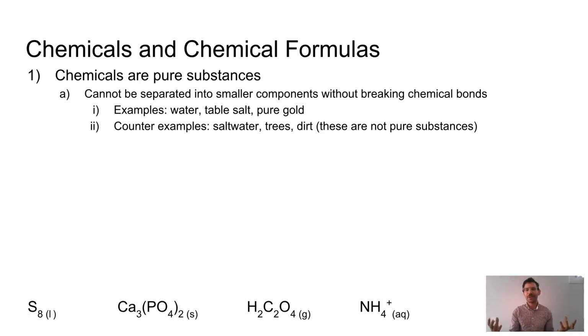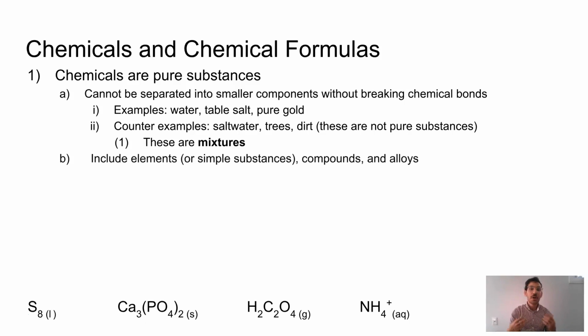Or trees, you can separate those into many different components. You could potentially burn it and remove gases and then get charcoal. Lots of different processes there. Dirt, also very complicated stuff that you can separate into many different chemical compounds. So these counterexamples, these are what we call mixtures, when we have many pure substances that are combined together to make something more complicated. And so chemicals, or pure substances, would include elements, which are sometimes called simple substances, things called compounds, and also things called alloys.